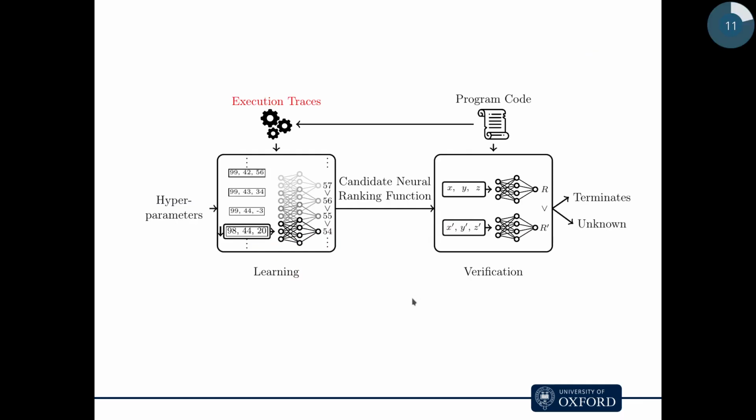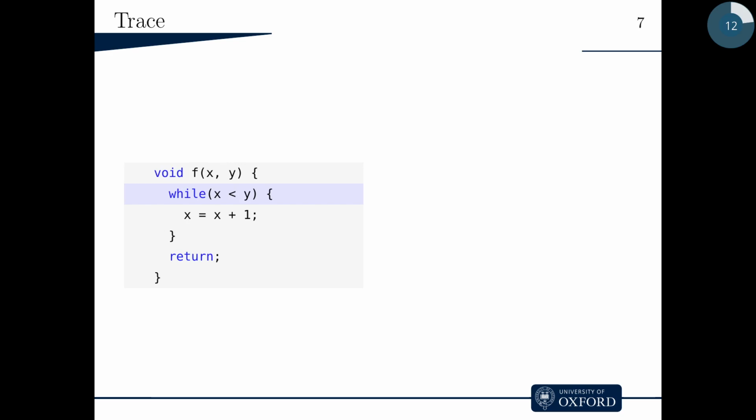Our method is split into 3 steps. First, we generate execution traces, which will constitute the training data. Once the data is generated, we use machine learning to produce candidate neural ranking functions, and then we use verification procedures to check whether these candidates are correct or not.